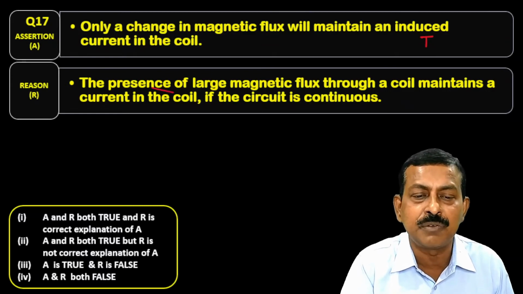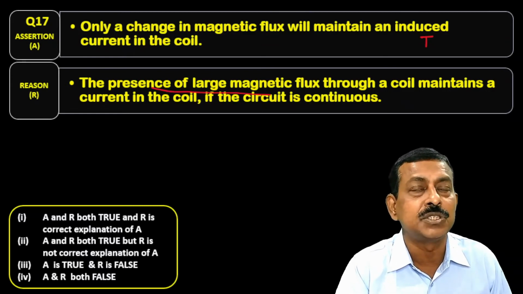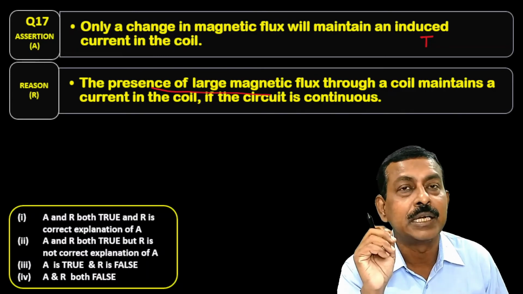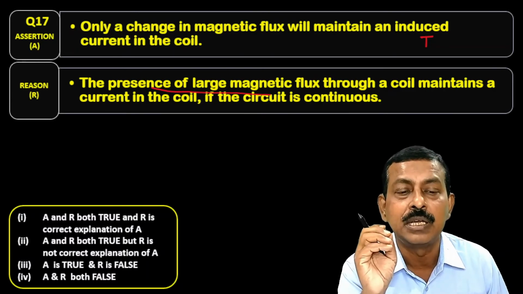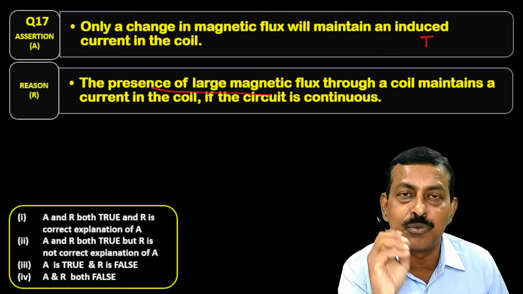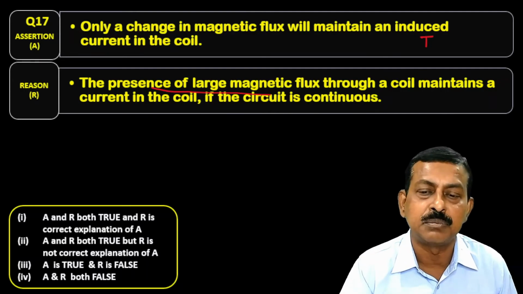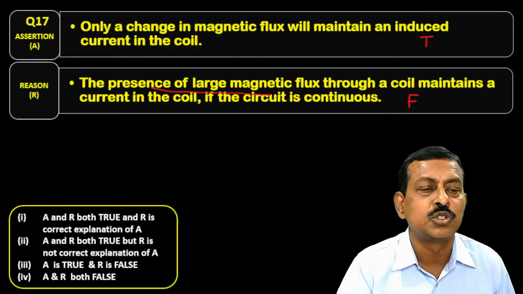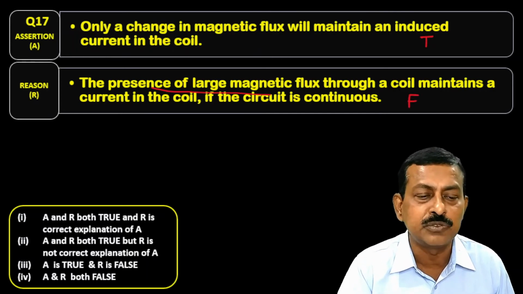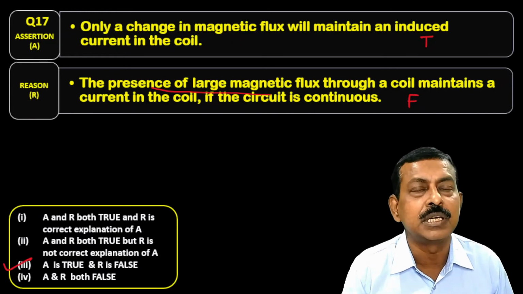Now, the presence of large magnetic flux, this is not true. The presence of magnetic flux through the coil is not essential. Rather, it is the change of the magnetic flux which is required for producing induced current. So this is false. So the assertion is true, the reason is false. That means the third one is the correct option.